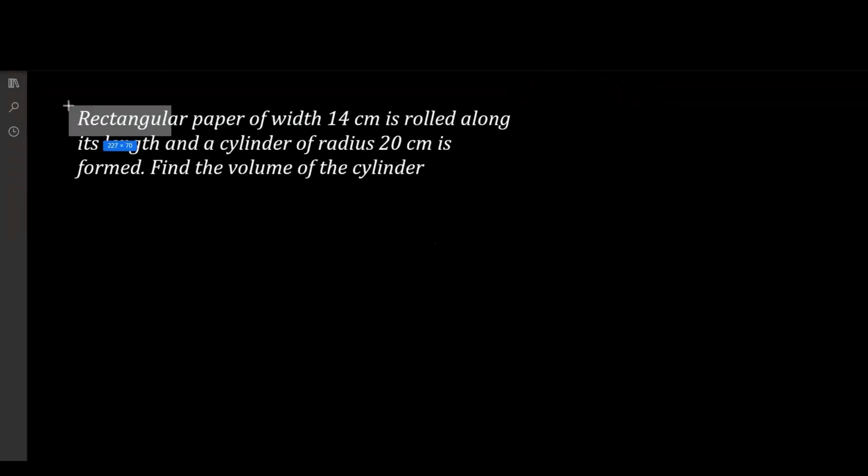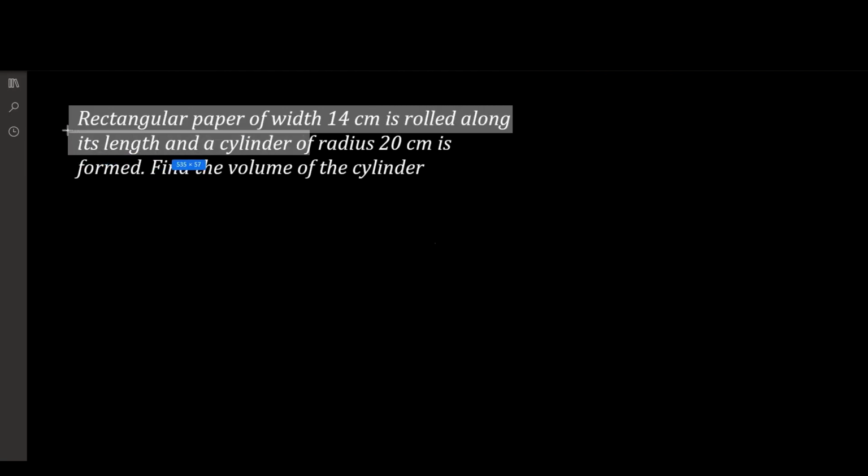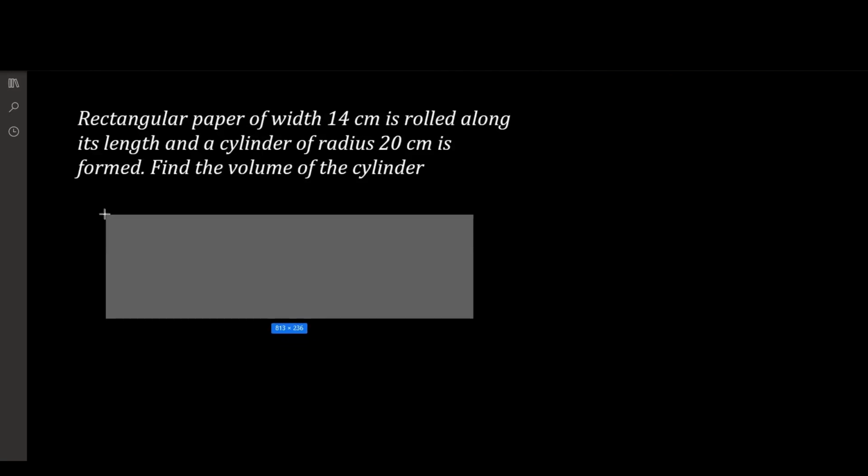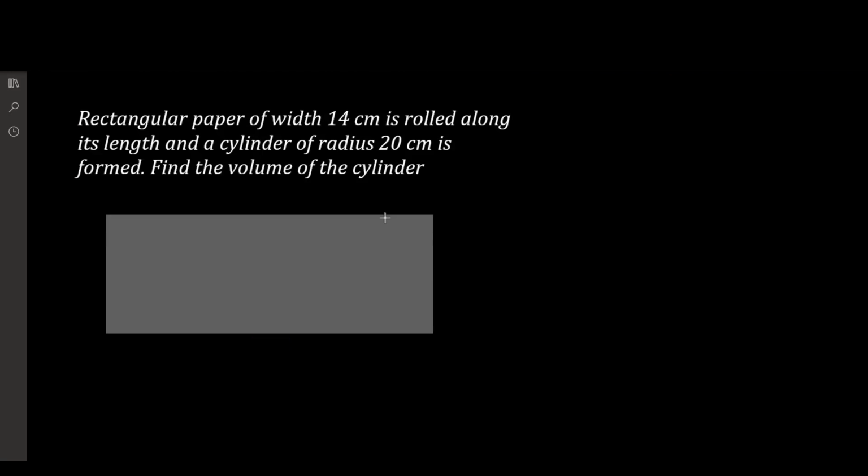In the next question, it says a rectangular paper of width 14 centimeter is rolled along its length and a cylinder of radius 20 centimeter is formed. What we have to find out is the volume of the cylinder. So let's say this is the rectangular sheet and its width is given. This is the width over here, which is 14 centimeters. So I can say this is 14 centimeter.